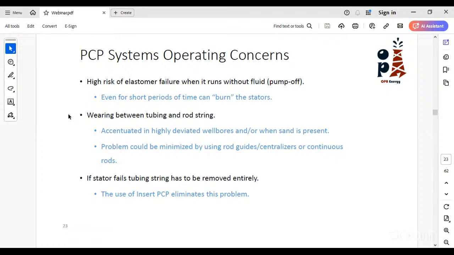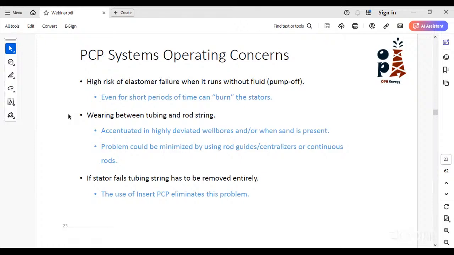Another is the fluid level that you have, or the high decline in your reservoir that makes the fluid level above the pump very low, and so it reaches something called pump off condition that raises a very high temperature inside your pump, and so affects the elastomer and can burn it, and can also burn the bonding material between the elastomer and the body of the stator itself.